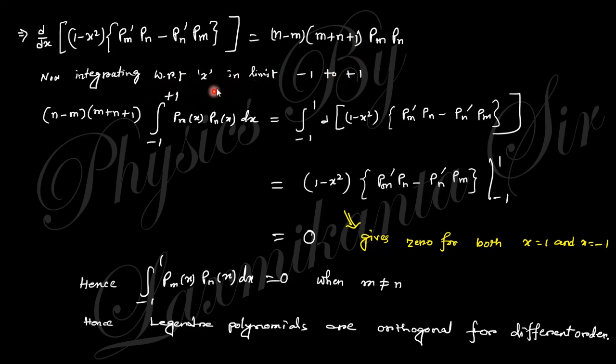Now, integrating with respect to x with this limit, you get the derivative form. So, this gives you the integration on the right hand written on the left hand. And you can see at both limits, x equal to 1 and minus 1, this gives you 0, because this is 0 here. So, when m is not equal to n, the integral is 0, that means these are orthogonal to each other.